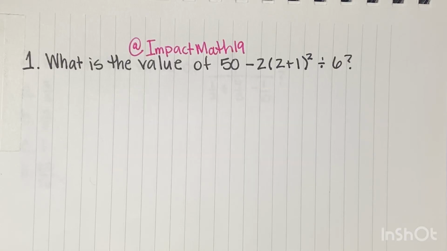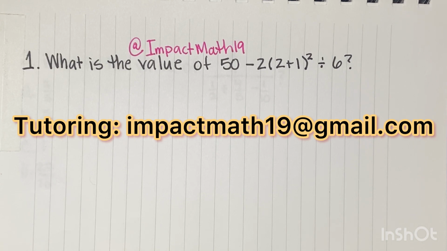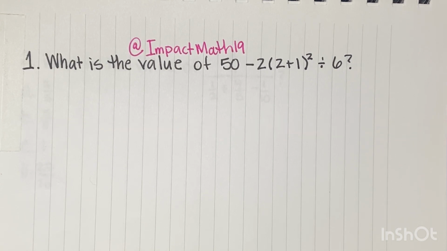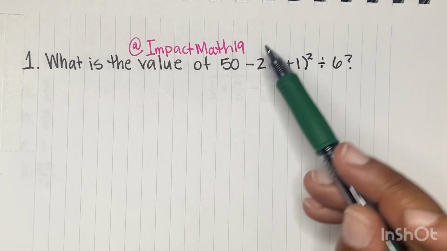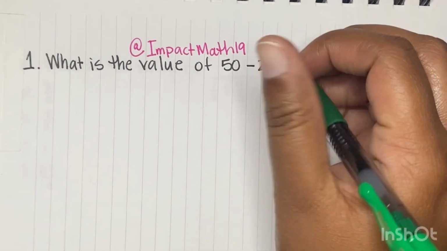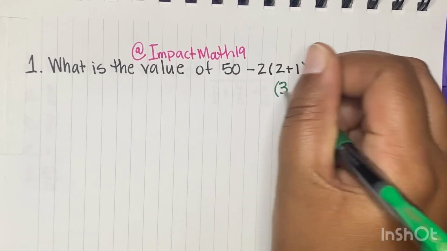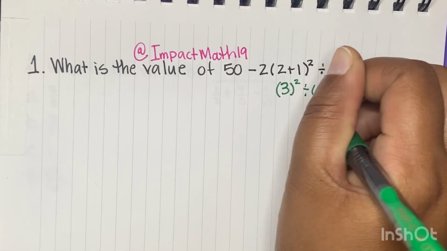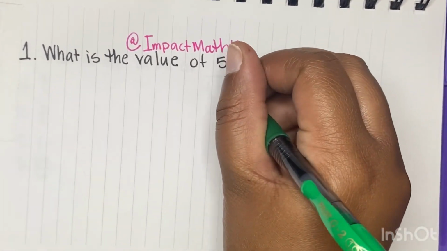Okay, we're going to be focusing on order of operations for the ASVAB test. So it says, what is the value of 50 minus 2, parenthesis 2 plus 1, close parenthesis squared divided by 6? Alrighty, so whenever you think about order of operations, you're thinking about what do you have to do first. And we always start with parentheses. So we're going to start with 2 plus 1, which is 3. And we're going to drop down everything else.